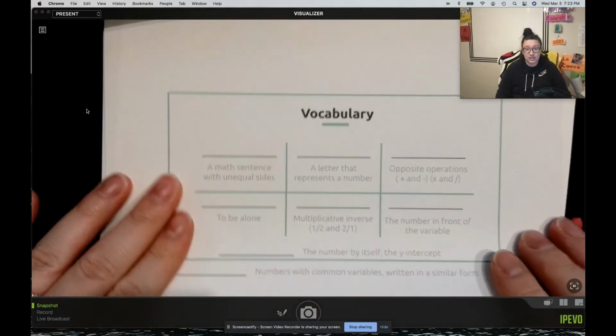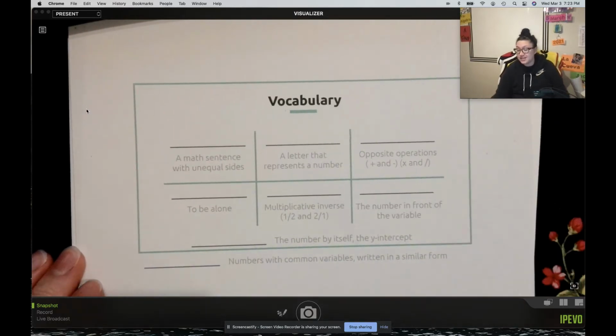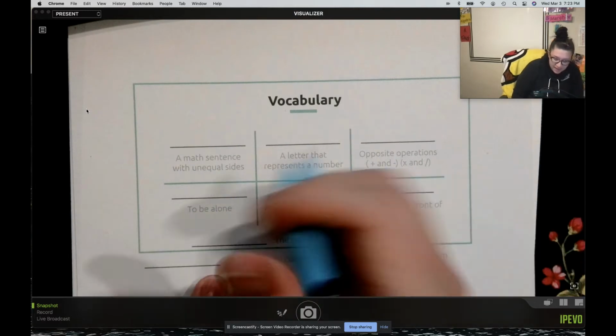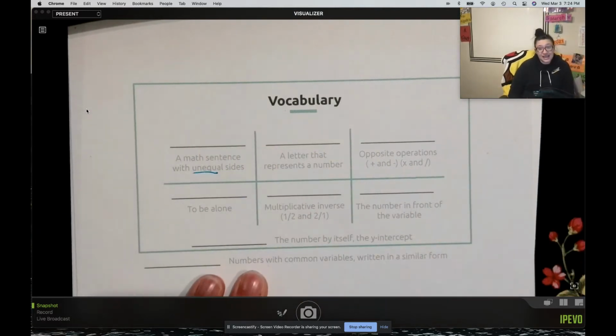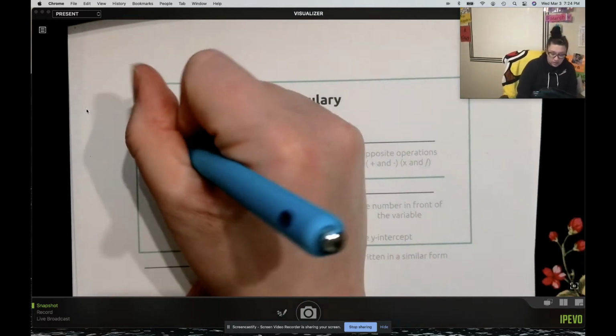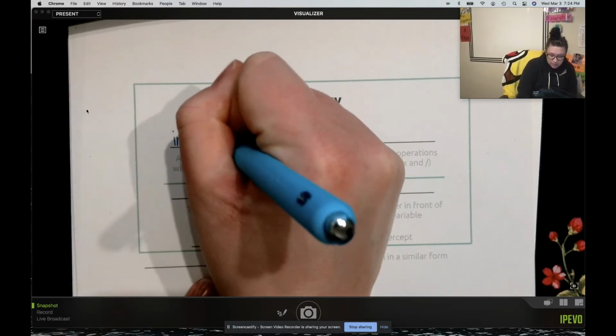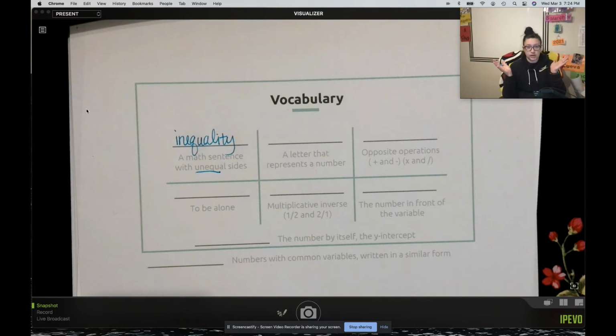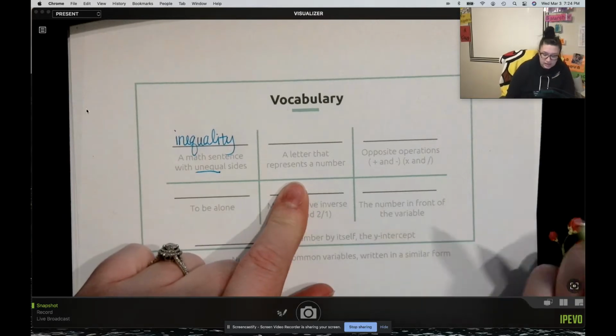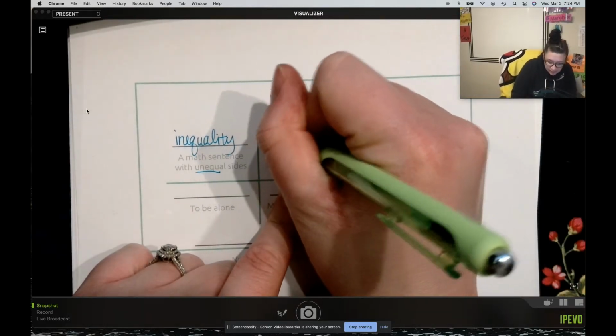So let's jump into vocab. Same words we've been seeing except this first one. This first one is a math sentence with unequal sides. That's what we're learning now, inequalities. Before, both sides were the same. That was an equation. Now, we're off balance. It's an inequality. They are not the same. A letter that represents a number is still a variable.